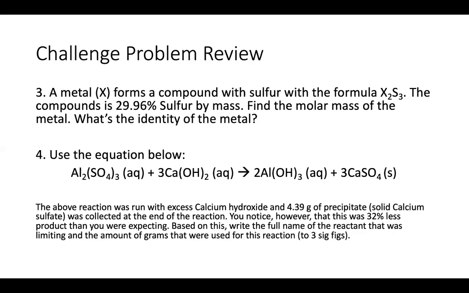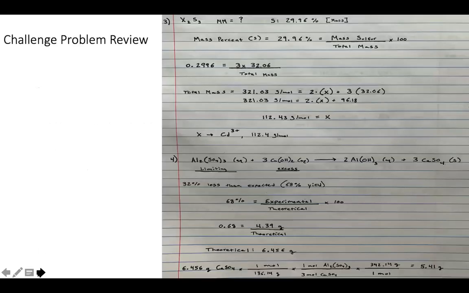I just try to put a little spin on it to get you guys kind of thinking through it a little bit more. And so you're told that you run a reaction with excess calcium hydroxide, and for a little under 4.4 grams of solid is formed, which was 32% less than you were expecting. Based on this, what is the full name and amount of my limiting reactant?